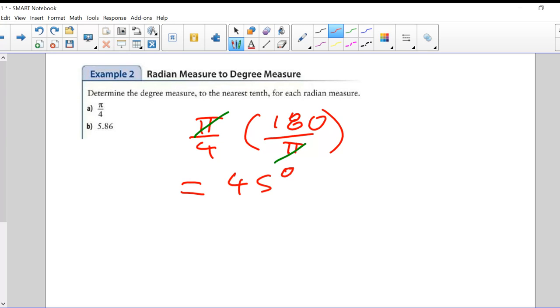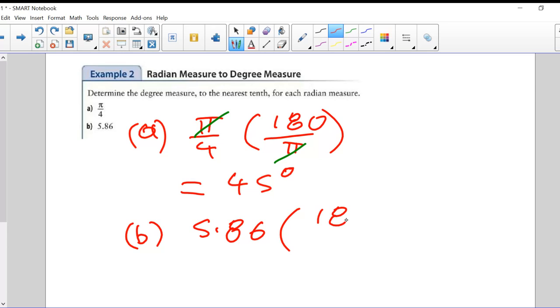So I'm going to do the same thing again. This was part A. This is part B. I'm going to take my 5.86 and I'm going to multiply it by 180 over pi. Now, there is no pi to cancel here. We don't have that this time. So we're just going to have to do a straight up calculation by taking the 5.86 and multiplying that by 180 and then dividing that by pi.